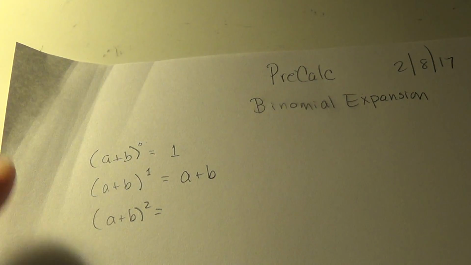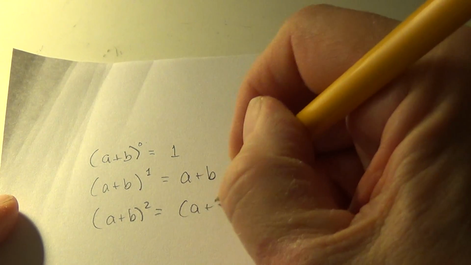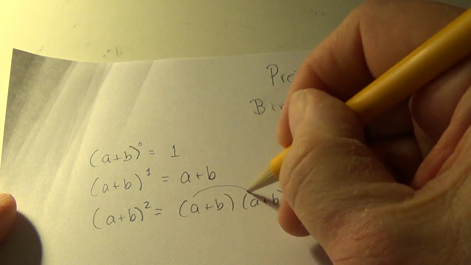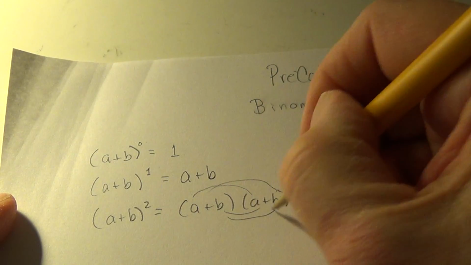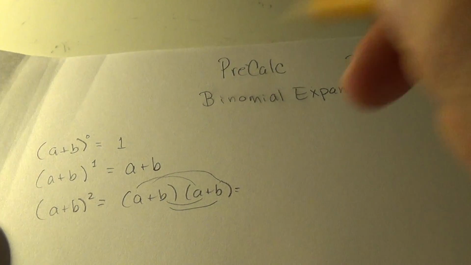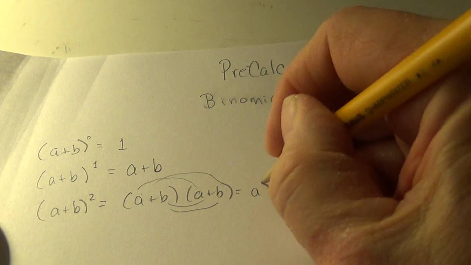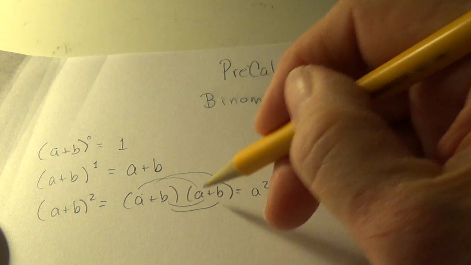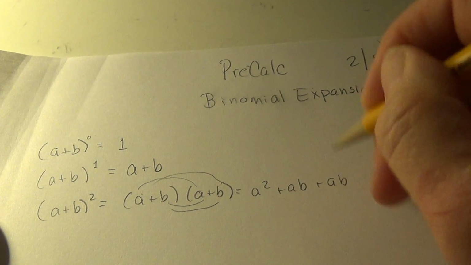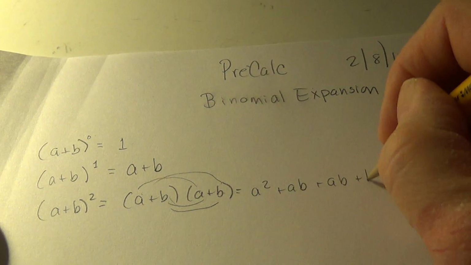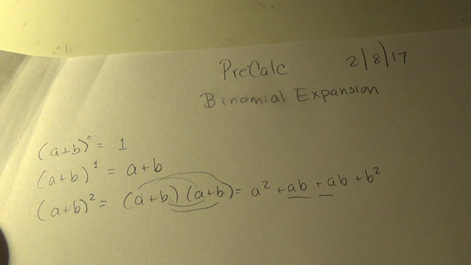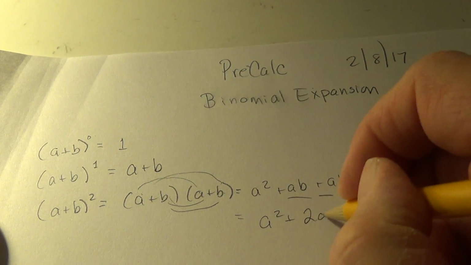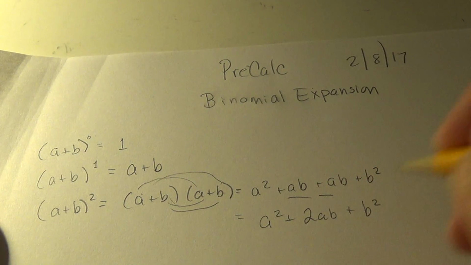A plus b squared, a plus b times a plus b, and we have a distribution, 4 different steps, and we're going to get a squared plus ab plus ba, which I'm going to write as ab, plus b squared, like terms to be combined. So we end up with a squared plus 2ab plus b squared.